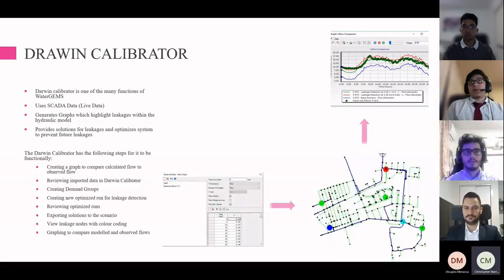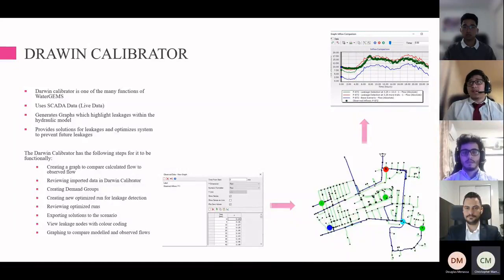Hi, my name is Christopher Marroquin, and today I'll be talking about the DRAWIN Collaborator. The DRAWIN Collaborator is one of the many functions that Bentley OpenFlows WaterGEMS software has to offer. This function is what will allow us to determine whether we have a leakage and the location of the leakage.